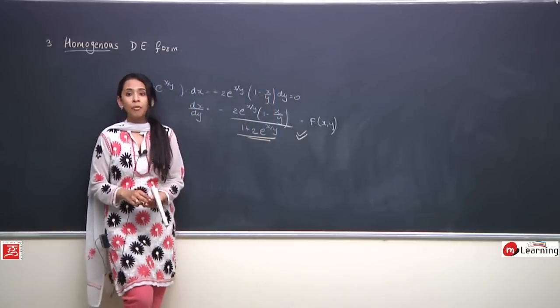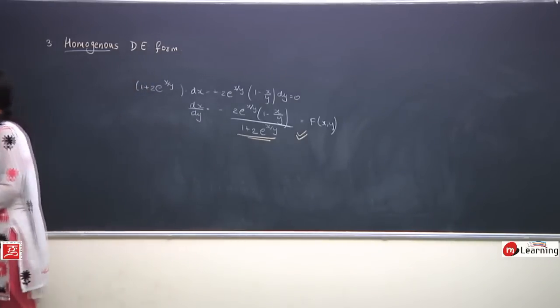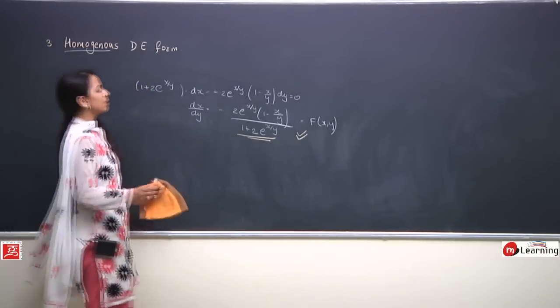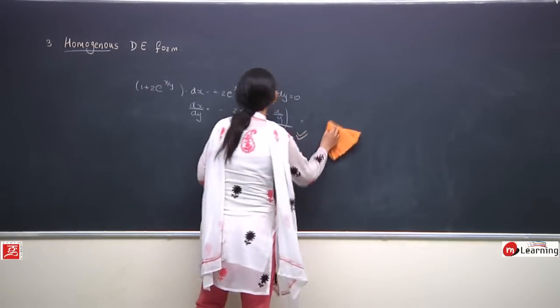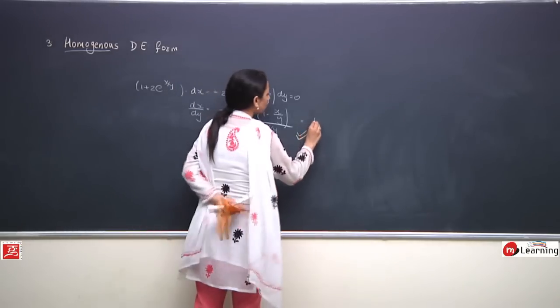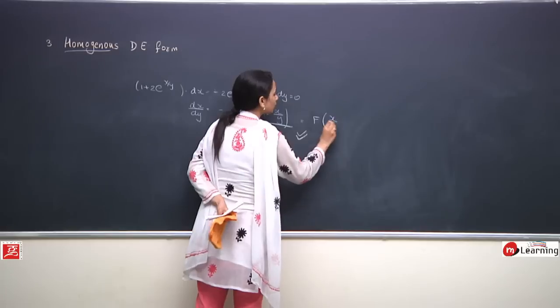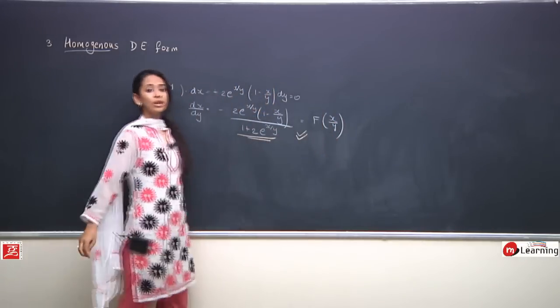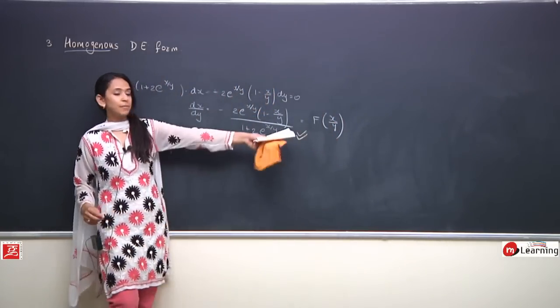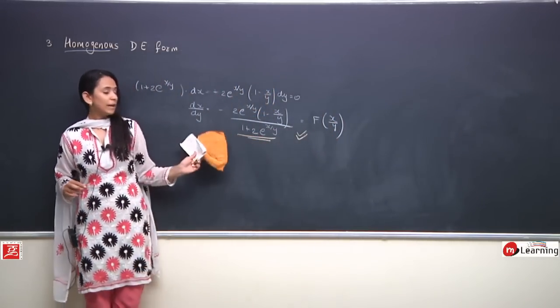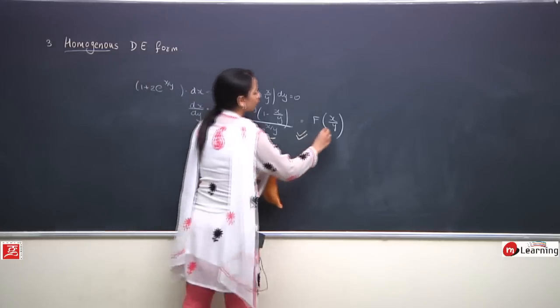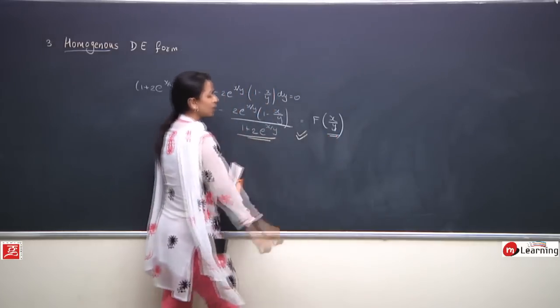dependent upon x upon y rather than on x and y separately, which even means that this function which I have is a function of x upon y. Because it is not dependent upon x and y in any way, it is just dependent upon x upon y. So I have my dx by dy is a function of x upon y. It is a homogeneous differential equation.